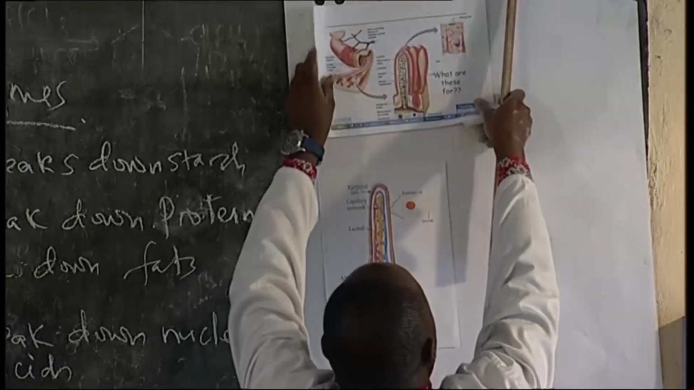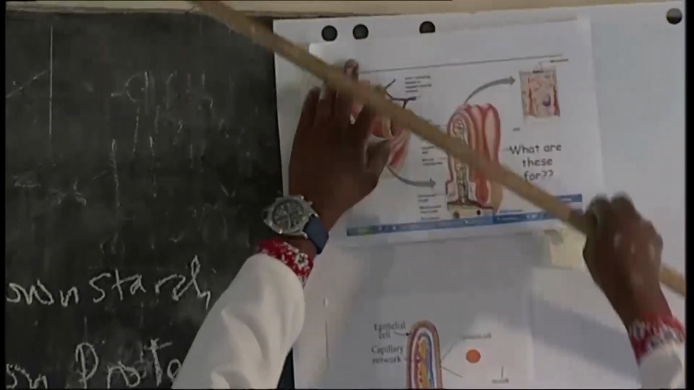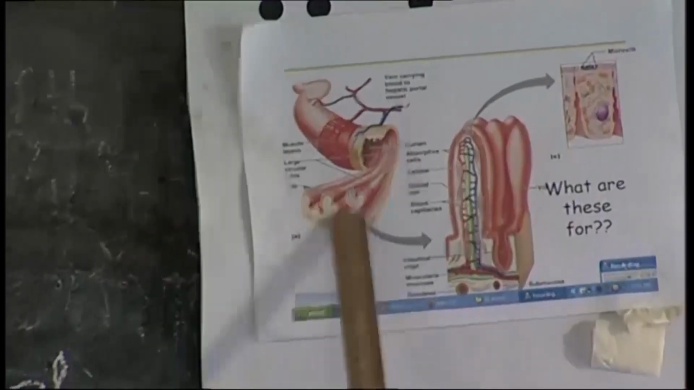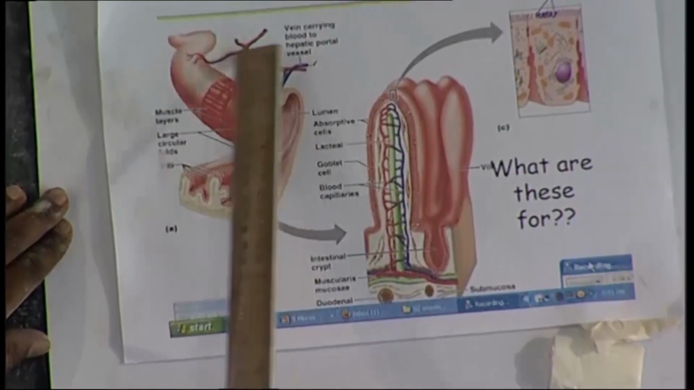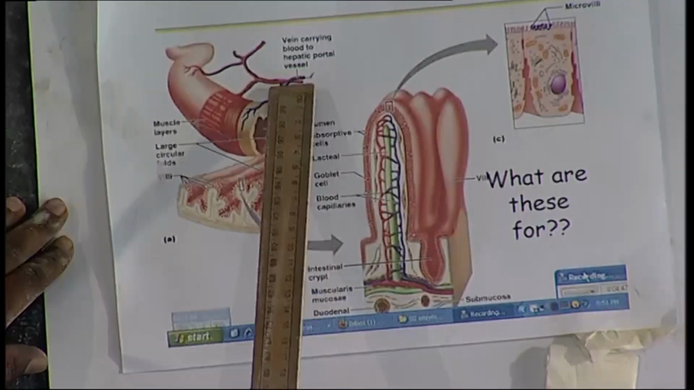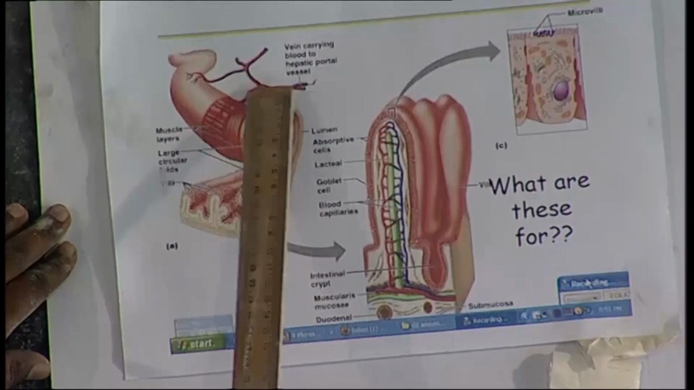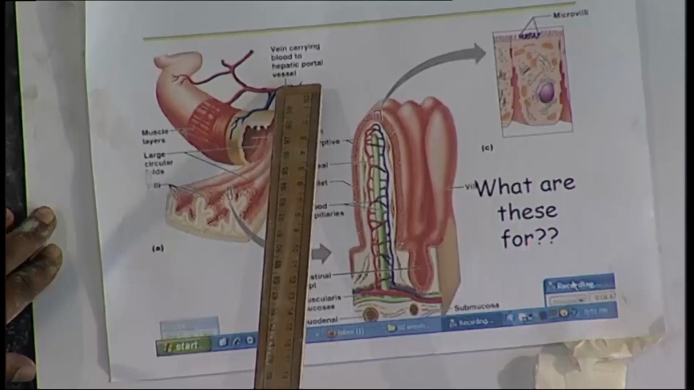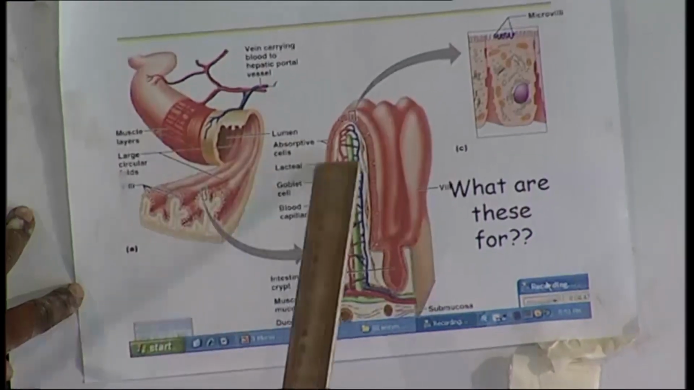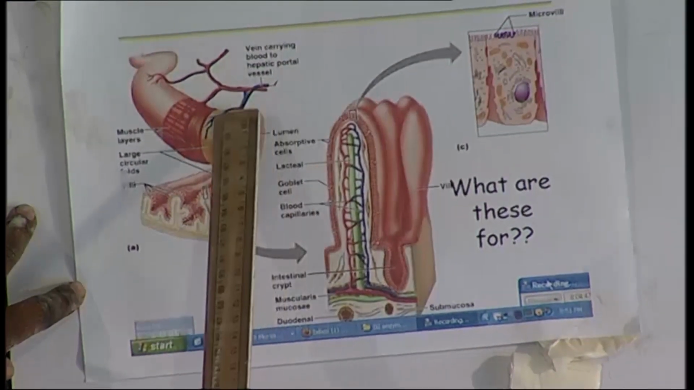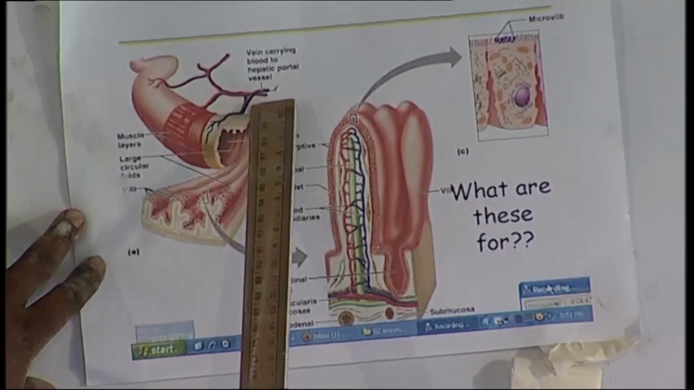In the diagram here, you can see this is the wall of the small intestine. We have this vessel with a blue color and another one with a red color. The red one carries oxygenated blood and supplies the small intestine. The blue one carries deoxygenated blood, that is, carbon dioxide and other waste products from the small intestine.